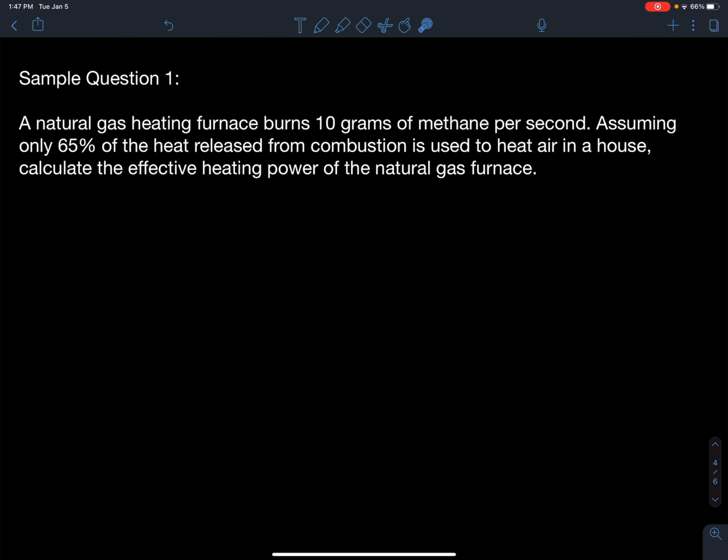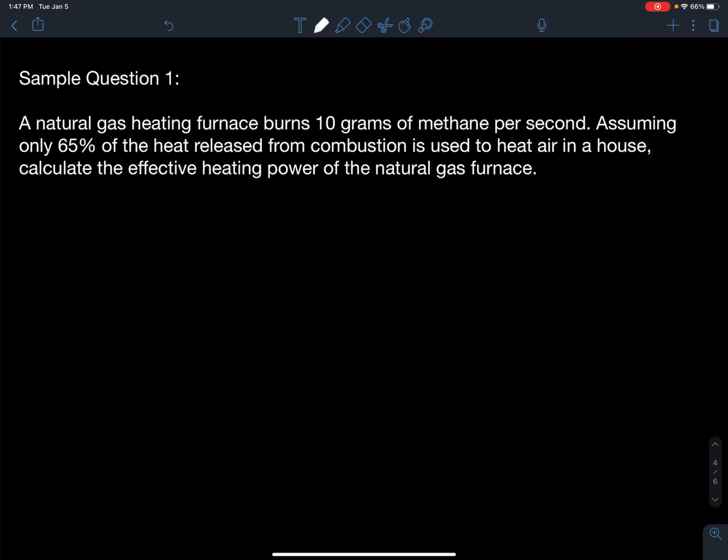So the first practice problem that I set up is: a natural gas heating furnace burns 10 grams of methane per second. Assuming only 65% of the heat released from combustion is used to heat air in the house, as I just talked about right now, calculate the effective heating power of natural gas in the furnace.